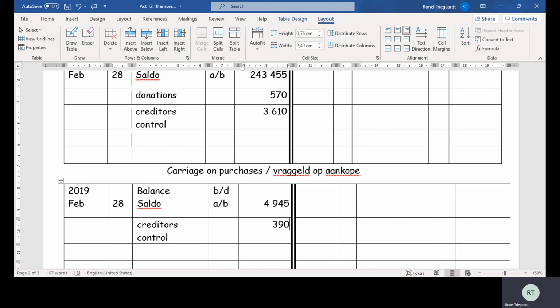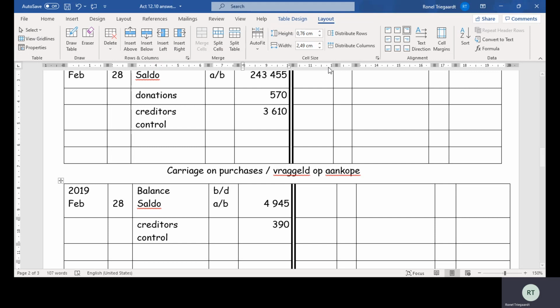Right. Then number 3. On 20 February, Lindiwe withdrew stock for her own use, 575, and that was the cost price. The following entry was made in the general journal. Debit drawings Lindiwe, which is fine because if a partner takes anything, his drawings will increase. And then credit trading inventory.